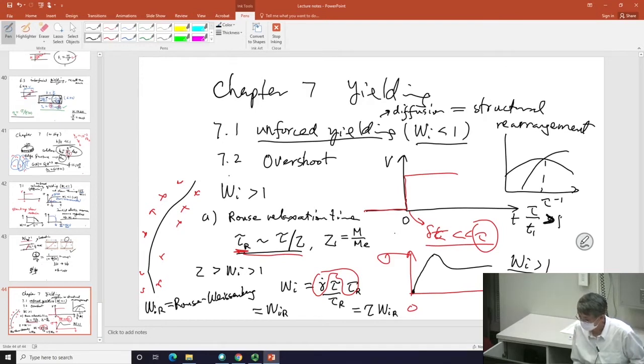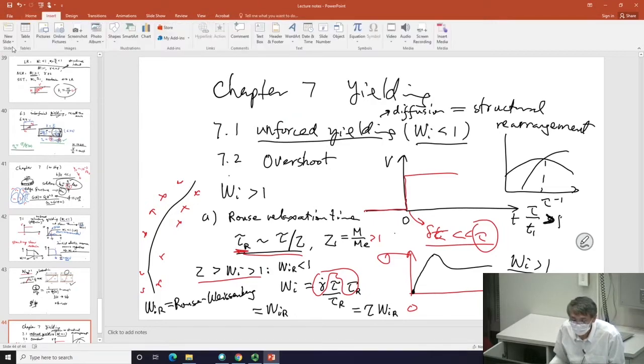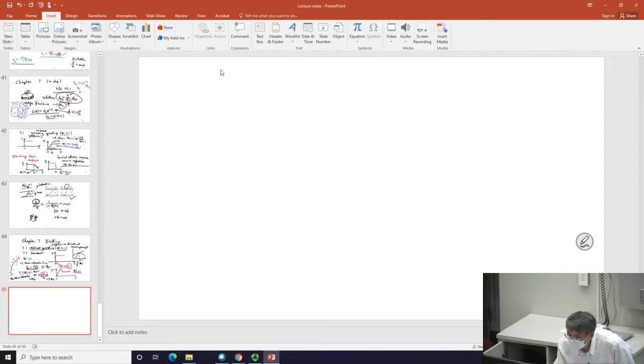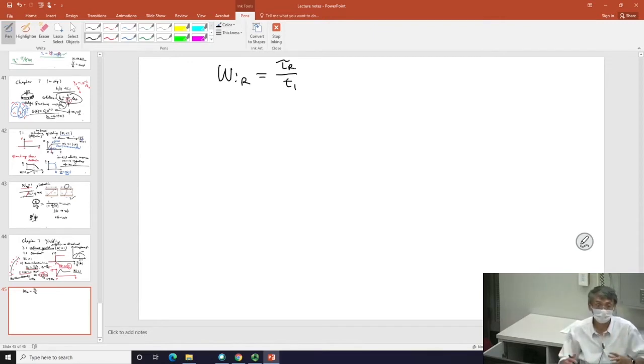So there is a limit where the Rouse Weissenberg number is smaller than, using this definition, exactly this, that the Weissenberg number is smaller than Z. Remember, Z is the number of entanglements, of course larger than 1. I know I introduced a new concept called Rouse time. That's okay. The Rouse Weissenberg number is nothing but the time it takes to make 100% deformation relative to the Rouse time. Not the terminal time now.